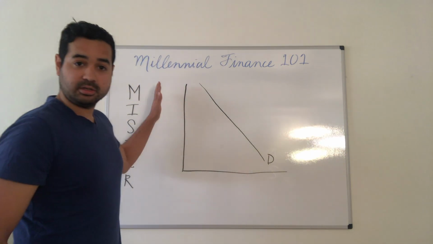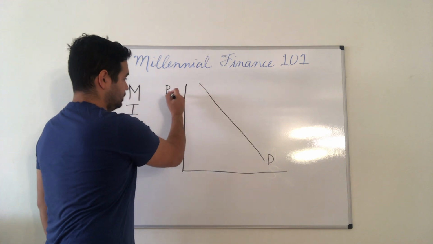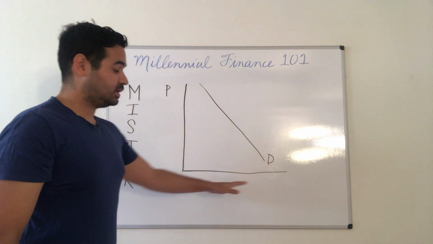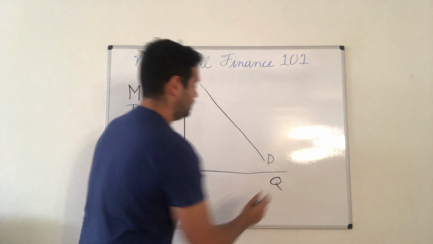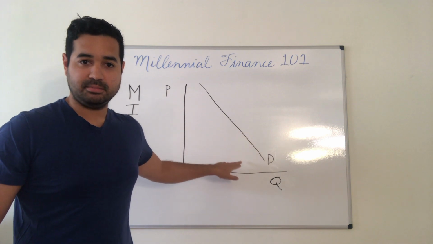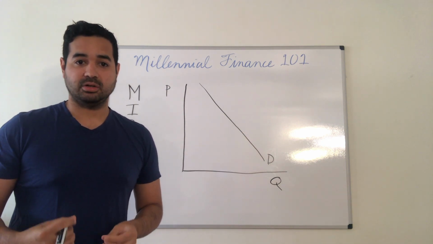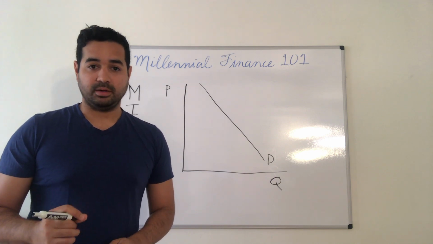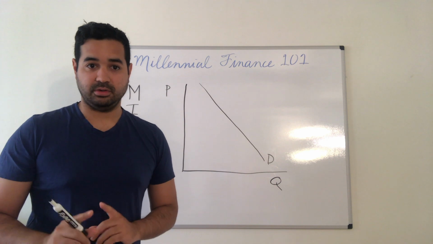Our vertical axis is always going to be our price. We're going to use P for that. Our horizontal axis is always going to be quantity. We're going to use a Q for that. And now here we have a downward sloping demand curve. So one of the questions is, why is the demand curve downward sloping? Well, I'll give you the theory question for it, and then I'll give you 3 factors for you to remember.